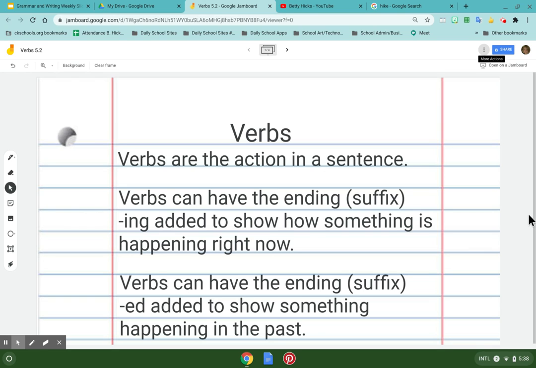I hope you enjoyed the video you just watched on adding ed to words. Remember that verbs are the action in sentences. They are what causes the subject to do things. Remember that when you add an ending to a base word, it's called a suffix. Ing is a suffix, and it is added to the ending of verbs, and it means that something is happening right now. When you add the ed to words, it is also a suffix, an ending added to an original word, and it means that something is happening in the past.